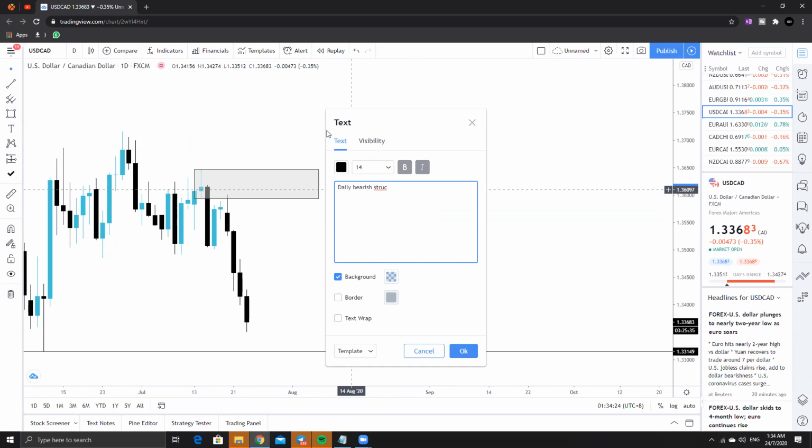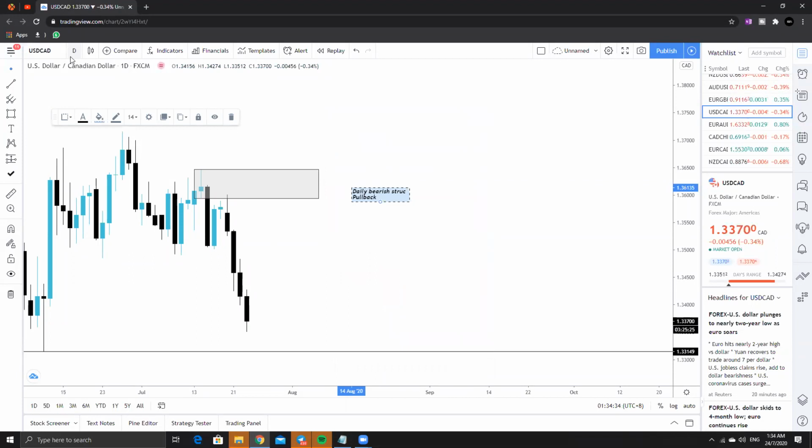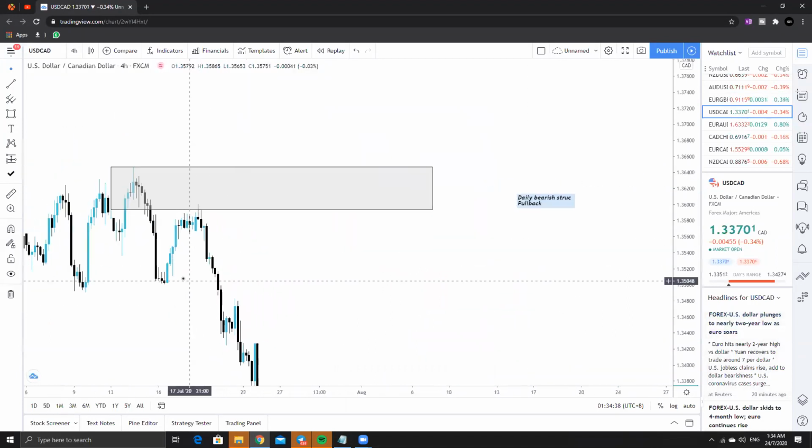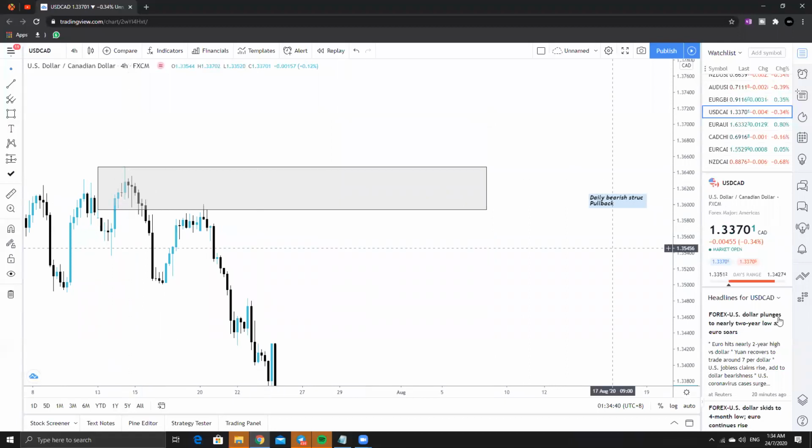Daily bearish structure. All right, cool. Now let's take a look at what the next step is. Pullback. Am I right by pullback? We're waiting for a pullback. Pullback into where though? You have all of these last bullish candlesticks.